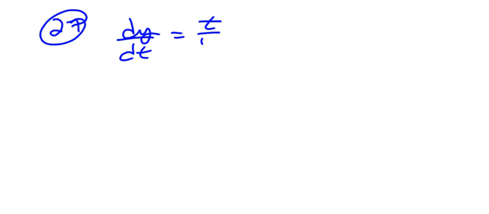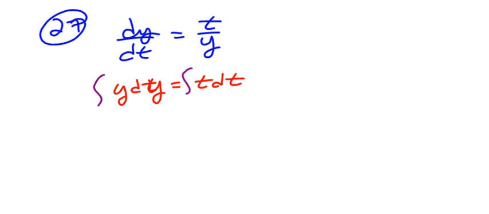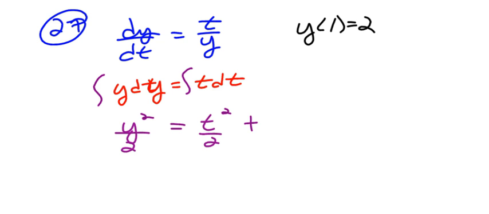So let's do 27. Given this function, we can separate this one. I'm going to multiply both sides by y, and I'm going to multiply both sides by dt. So I have this, and I'm going to take the antiderivative. And I'm going to have, oops, let me go back and write down the initial condition we have. And then we're going to go ahead and take the antiderivative of this. And then I'm going to go ahead and find my initial condition.